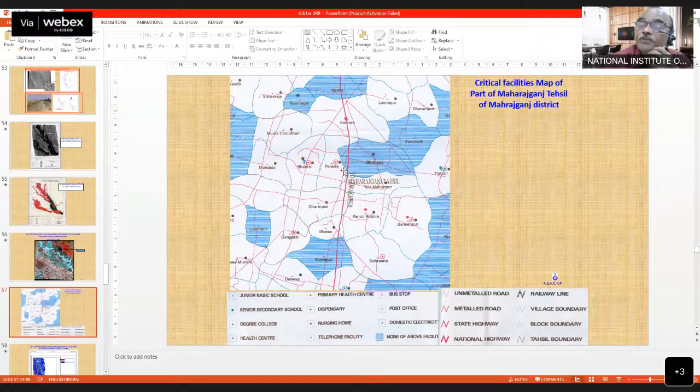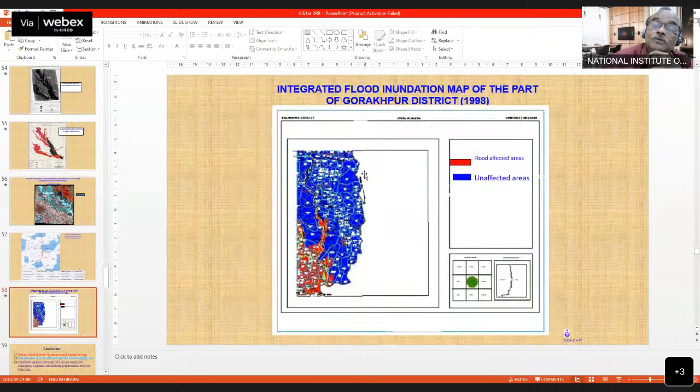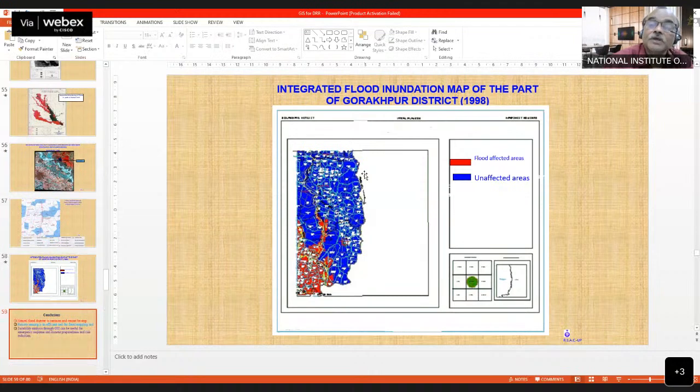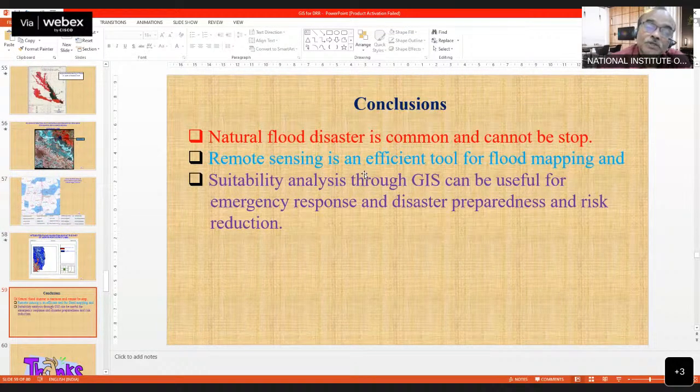It is for the Maharajganj Tahsil. Similarly for Gorakhpur also it is prepared. So this is the integrated flood inundation map in the Gorakhpur district. Now I will conclude: using this GIS and remote sensing, you can go for proper management and proper mapping.